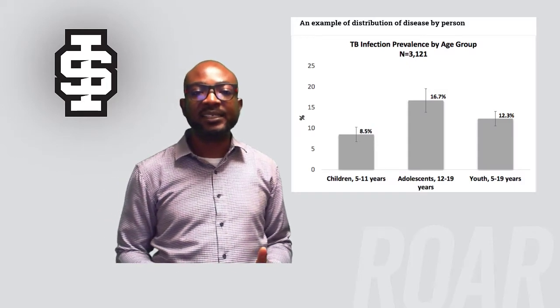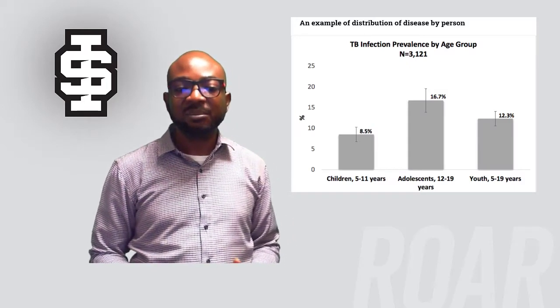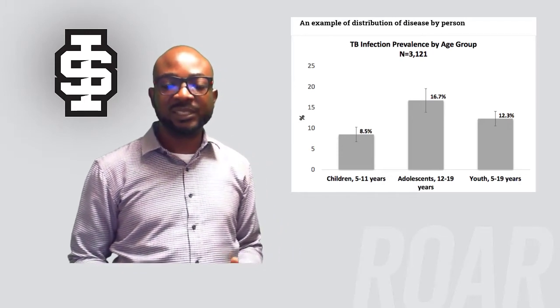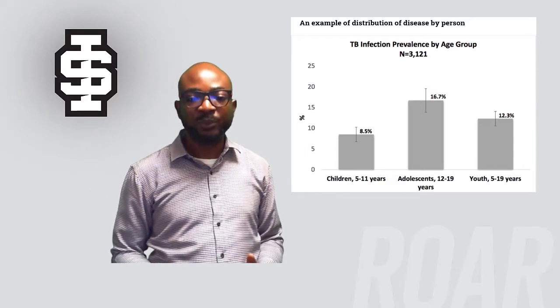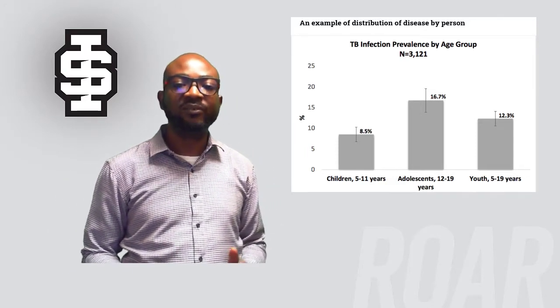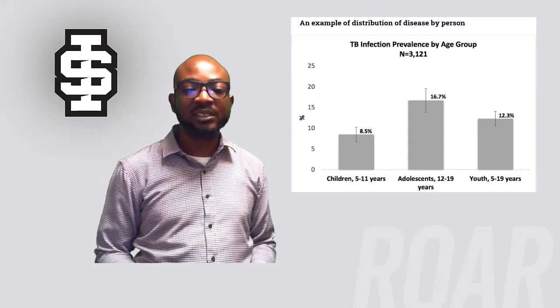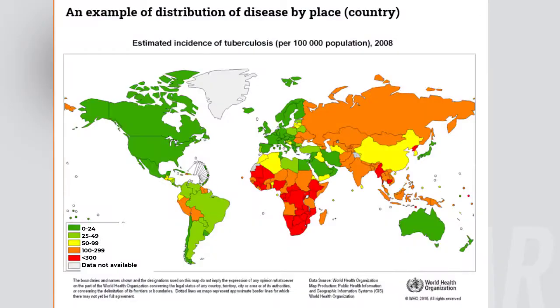Here we see an example of a distribution of disease by person. We have a bar chart which has representation of data for people grouped according to their ages. So the first bar is for children, the second bar for adolescents, and the third bar for youths aged 5 to 19. Next, we have an example of a distribution of disease by place, in this instance, country. And this pictorial representation shows us the estimated incidence of tuberculosis per 100,000 population in the year 2008.